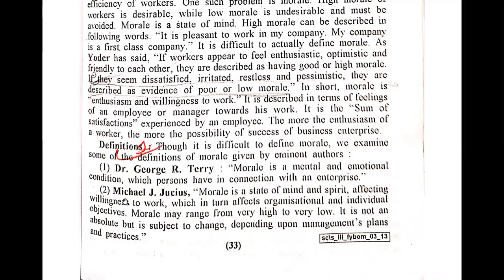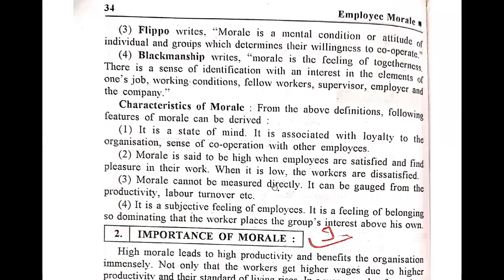And here we have the second definition of moral, from Michael J. Jucius, who says moral is a state of mind and spirit affecting willingness to work, which in turn affects organizational and individual objectives. Moral may range from very high to very low. It is not an absolute, but it is subject to change depending upon management's plans and practices. So here, guys, we have seen two different definitions, one from George R. Terry and the other from Michael J. Jucius. Now we will move further to see other definitions.